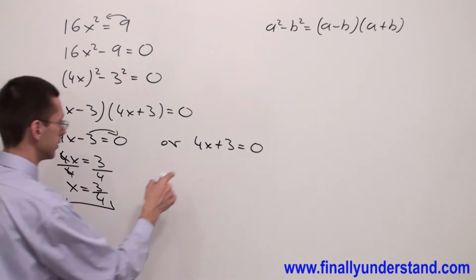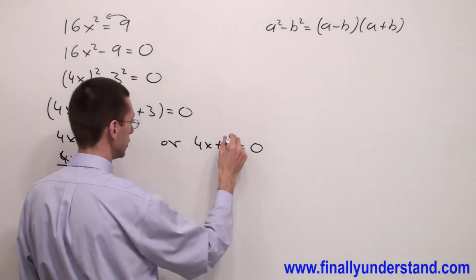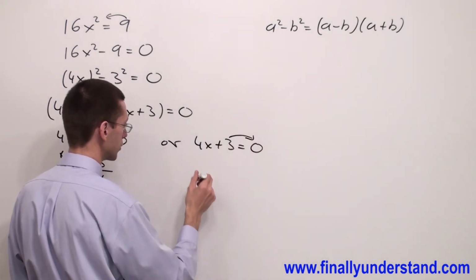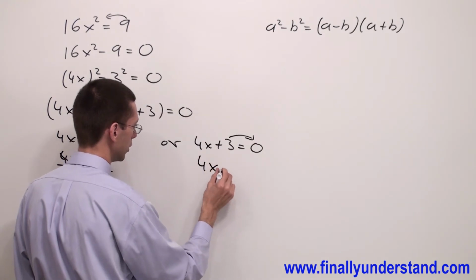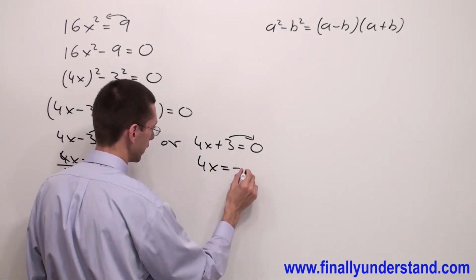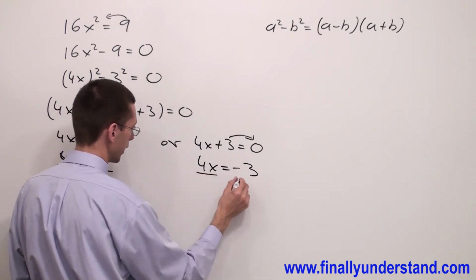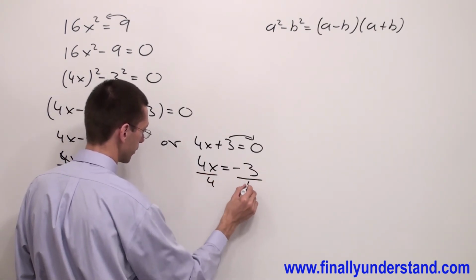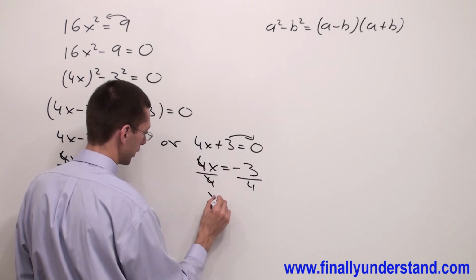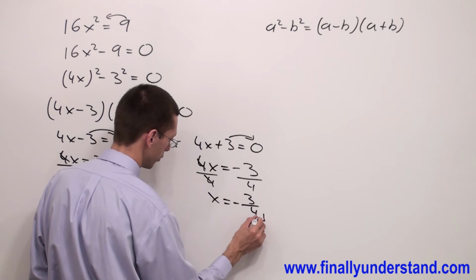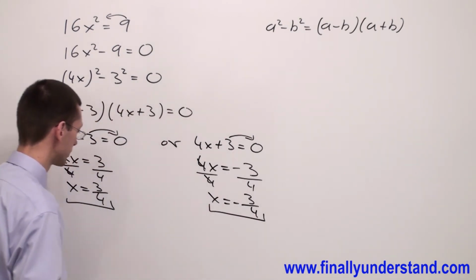Let's take a look at this equation. In order to find the value of x, I have to first move 3 to the right side, and I have 4x is equal to negative 3. Divide both sides of the equation by 4. X is equal to negative 3 over 4. This is my second answer.